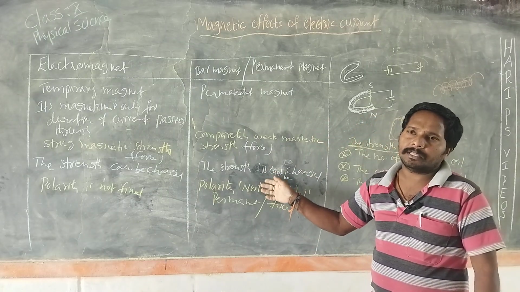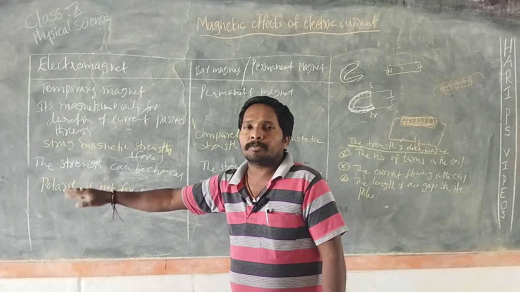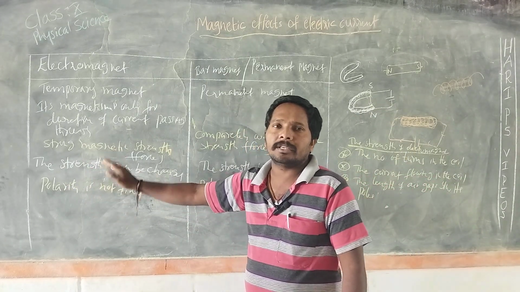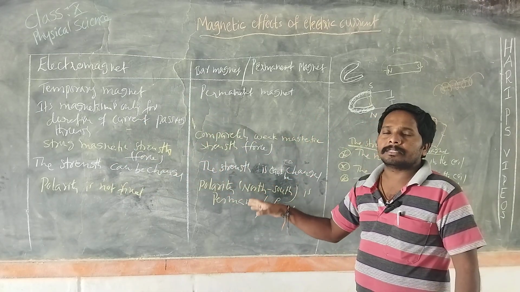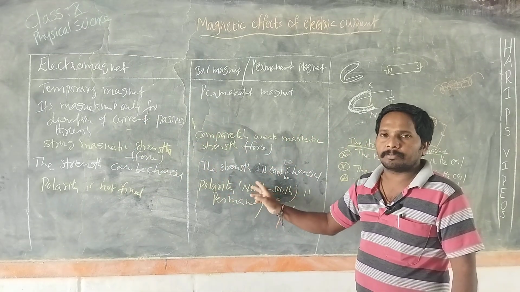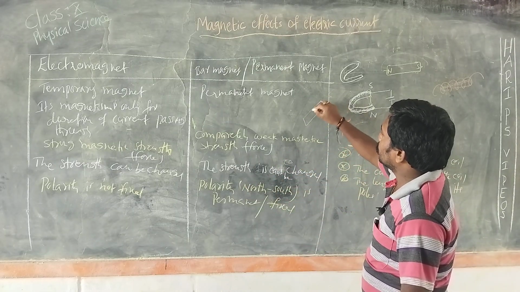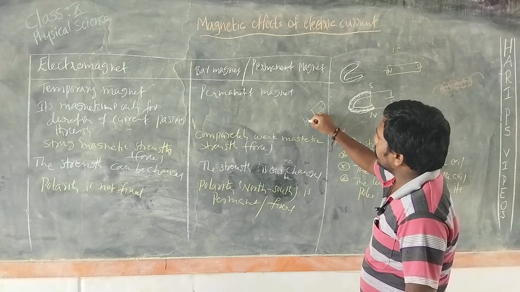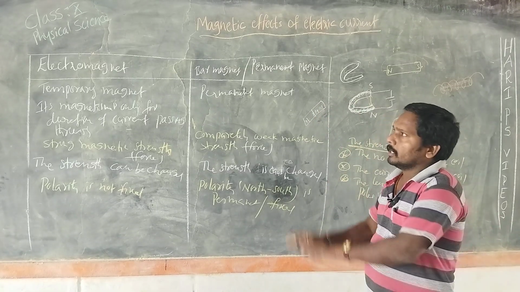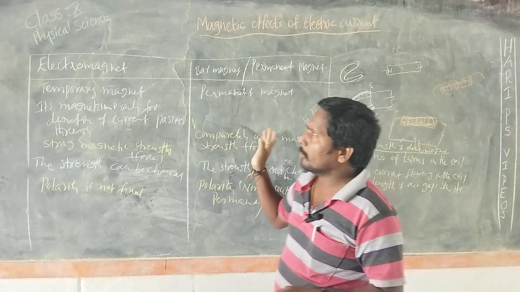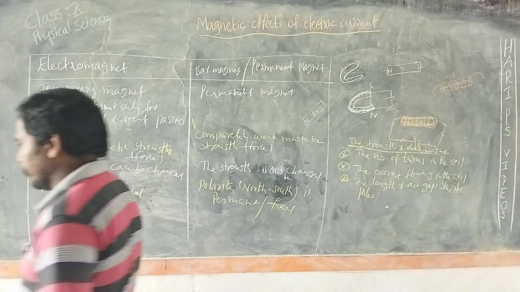Once it has some strength, it cannot be changed. It is fixed. So polarity, north pole and south pole, can be changed in an electromagnet by changing the direction of electric current. In case of a bar magnet, polarities cannot be changed. North pole means north pole, south pole means south pole. Even if we break it into two parts, each part has north and south only. So these are about electromagnets and bar magnets or permanent magnets.